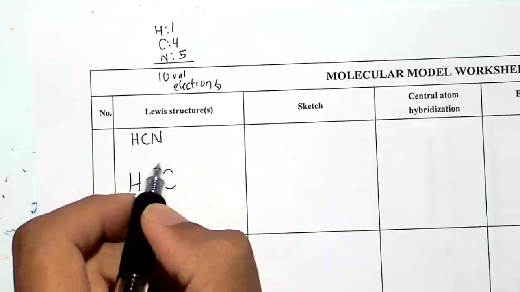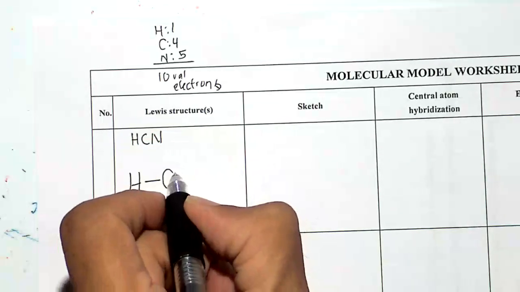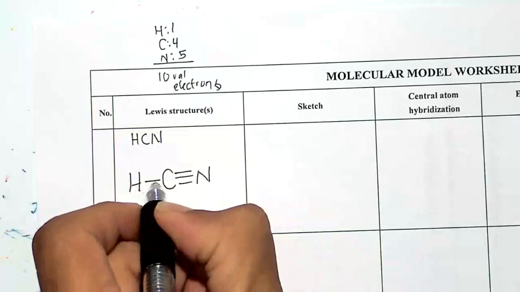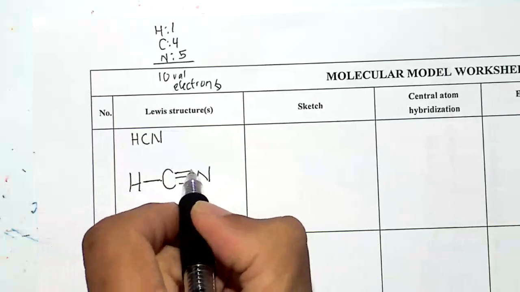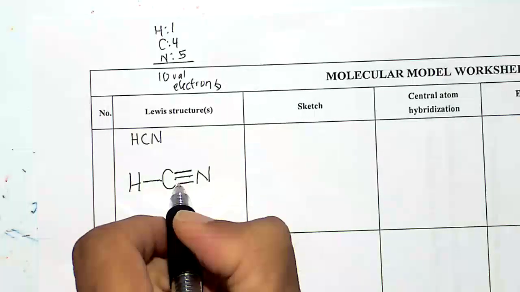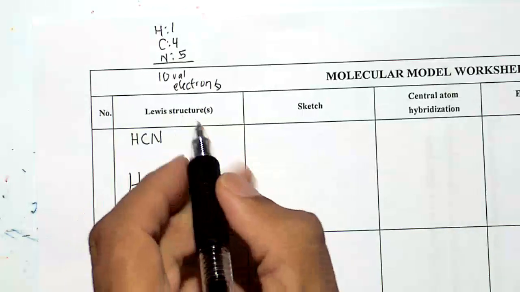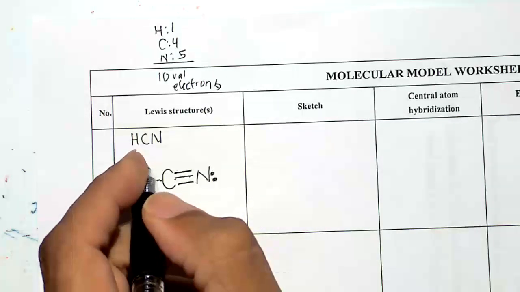So how will it get to 4? We're going to do a single bond to hydrogen, and then how will it get to 4 then? A triple bond to the nitrogen. Count with me the electrons: 1, 2, 3, 4, 5, 6, 7, 8. Where will 9 and 10 go? This will have 2 lone pairs on the nitrogen.